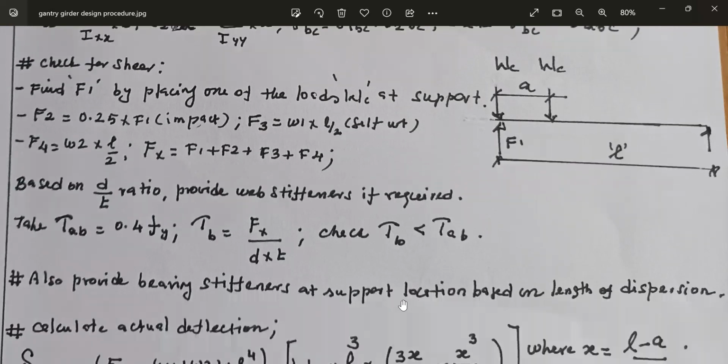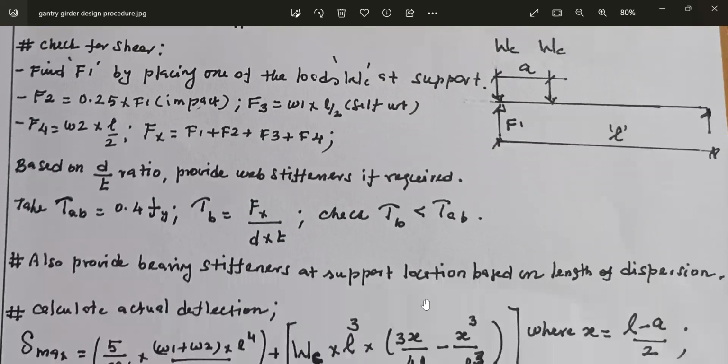And we have to provide the bearing stiffeners at the support locations. And we have to provide lateral restraint for all the gantry girders. How is the lateral restraint provided? The gantry girder is supported on the column by means of a bracket, and there will be one longitudinal beam connecting column to column. This longitudinal beam and gantry girder run parallel. The gantry girder is supported on the bracket, whereas the longitudinal beam is supported on the column, from the center point of one column to the center point of the other column. Therefore, these two run in the longitudinal direction. They are parallel and they are connected by means of plan bracings.